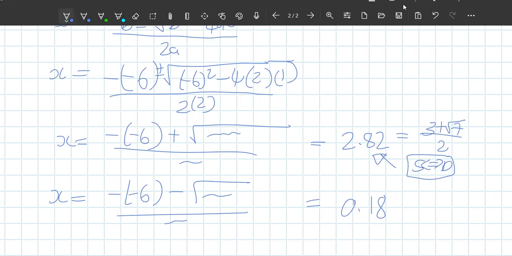I'm using a Casio FX82. Yes, so 3 minus root 7 over 2. The S to D button will give you your final decimal answer. There are a couple of Casio calculators that are allowed. The FX, I think 911 or 991, is a bit better than this one, but both work.